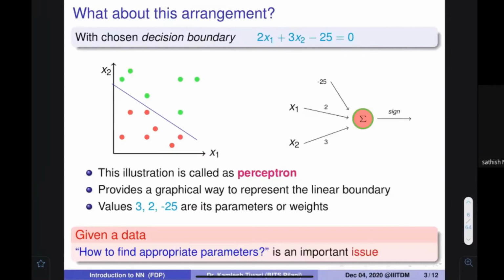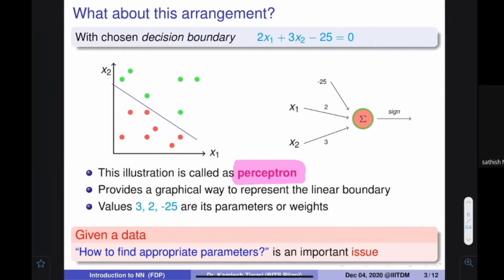Interestingly, there is also a name in the computer science domain given to this particular kind of representation, and the name is perceptron. So today we want to study first what a perceptron is. Do you understand what a perceptron is?